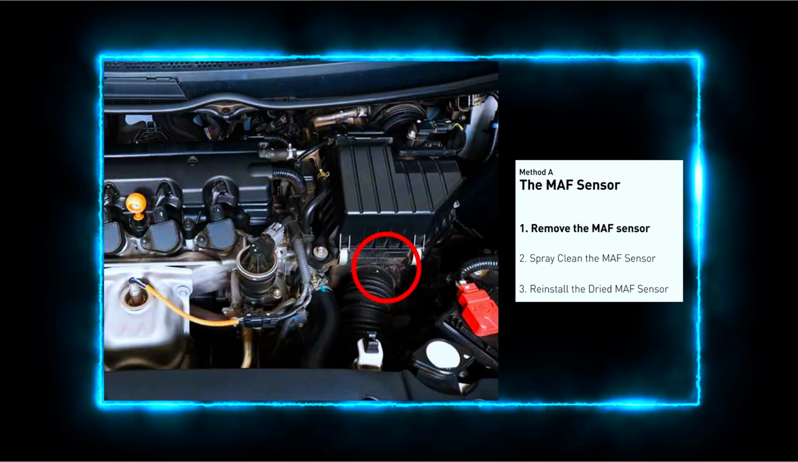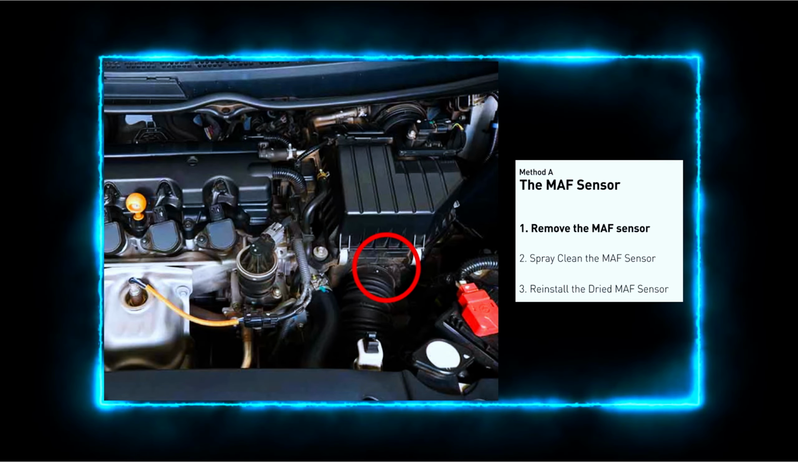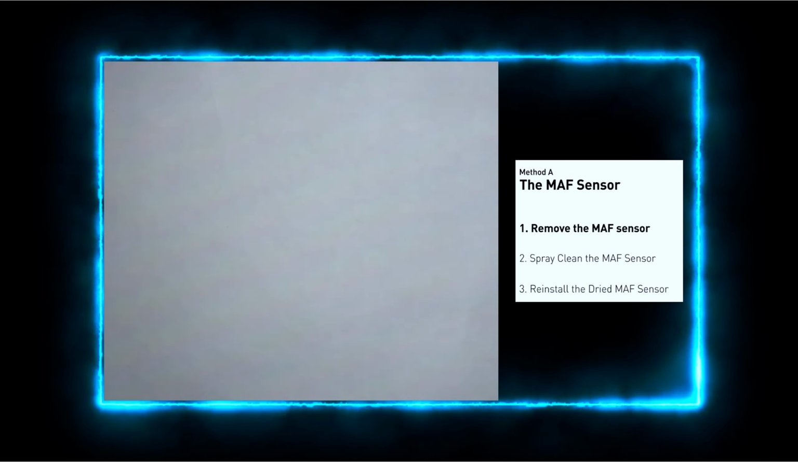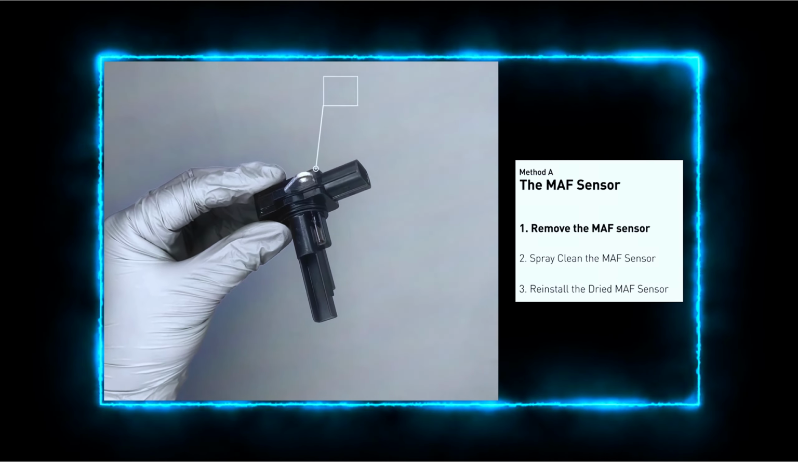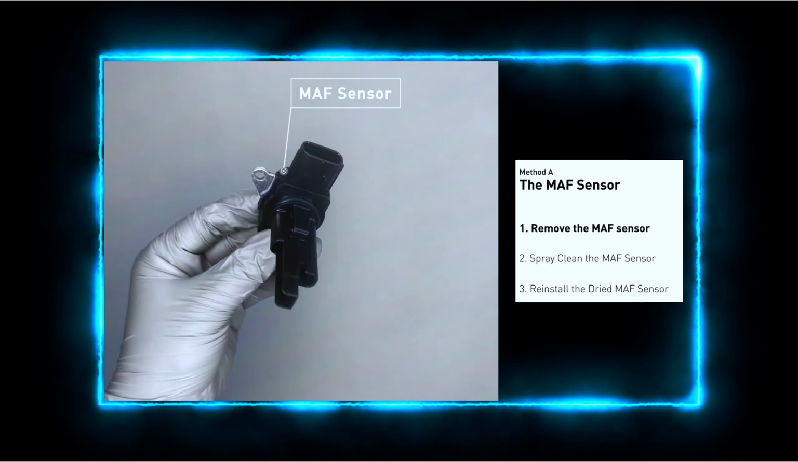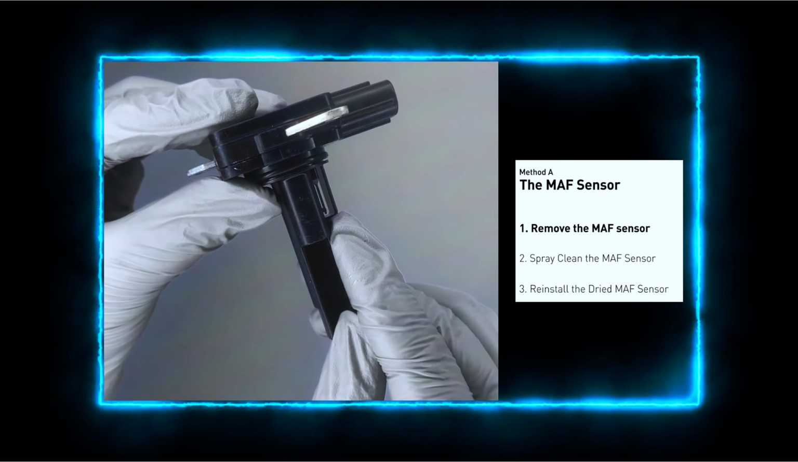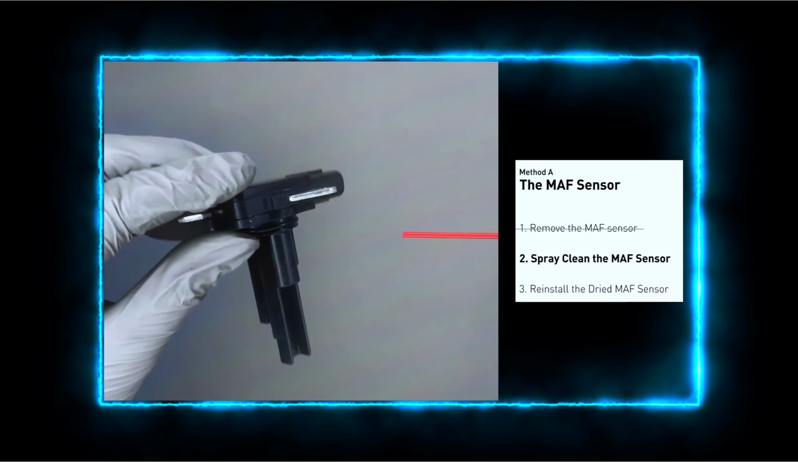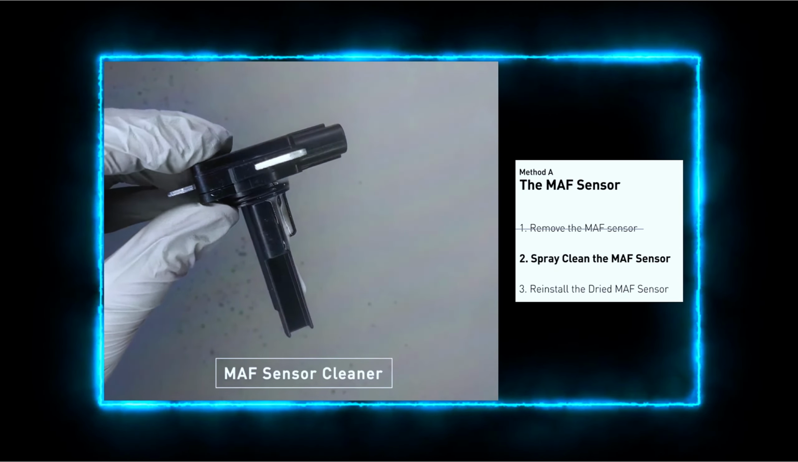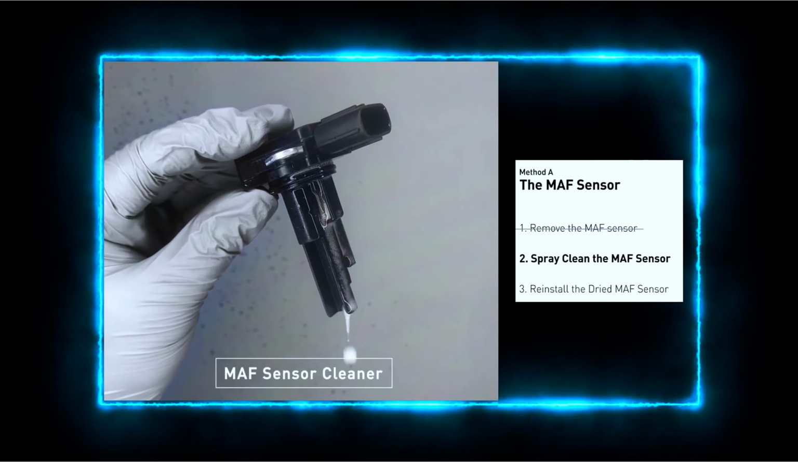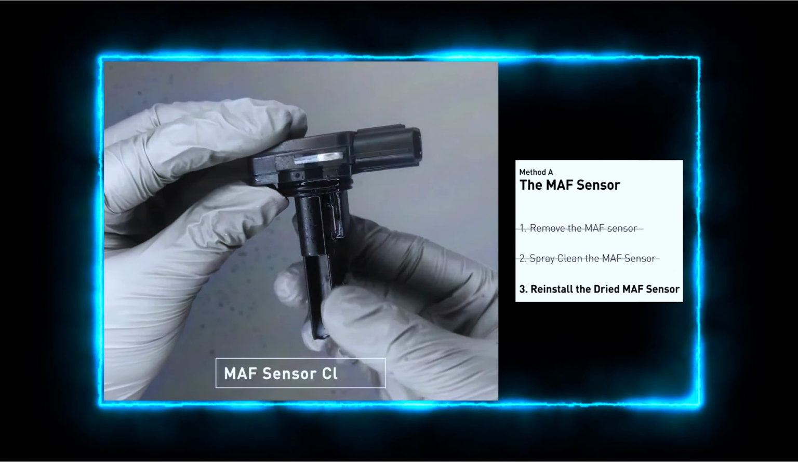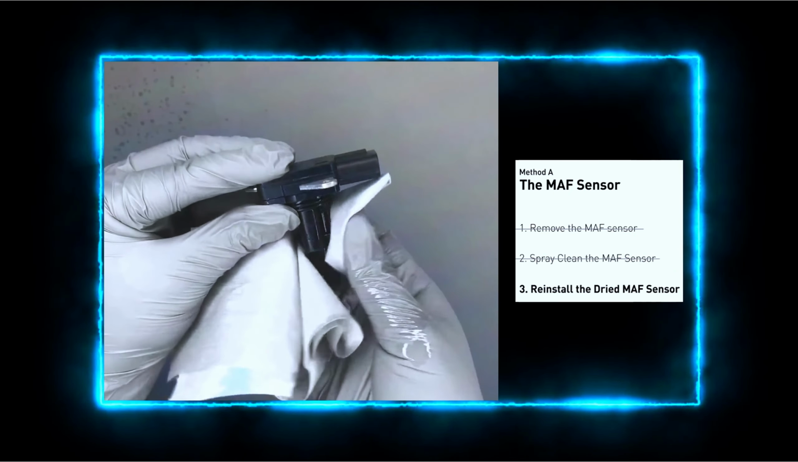MAF sensors are located between the air filter and the throttle body. Carefully remove the MAF sensor from your car and do a quick inspection around the wire. Inside often gets dirty and needs to be cleaned. You can spray the MAF sensor cleaner onto the wire, perpendicularly to the ground, so that it won't damage the MAF sensor. Reinstall the MAF sensor back in the car after it gets dry.